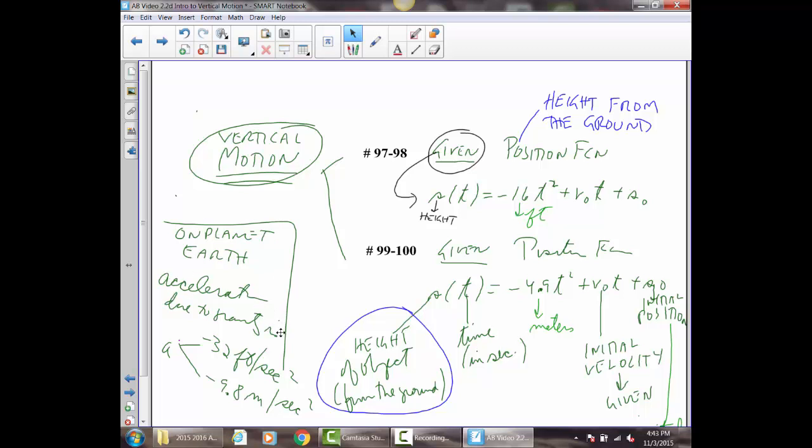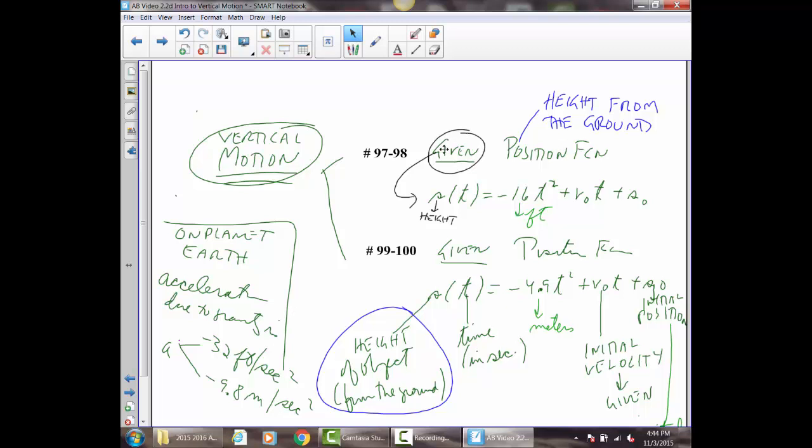So on planet Earth, the acceleration due to gravity is, and you should know this from science, negative 32 feet per second squared, or in metric, negative 9.8 meters per second squared. We'll come back to that later.